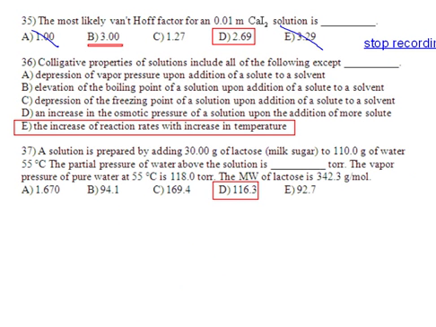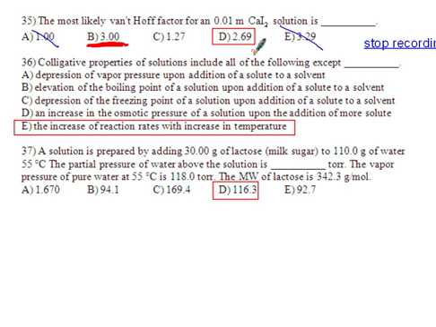And then 35, what is the most likely Van't Hoff factor for 0.01 molal calcium iodide? 0.01 is a rather concentrated solution, so it's not going to be the maximum. The maximum is 3. It'd be something less than that, but pretty close. So I picked the 2.69.